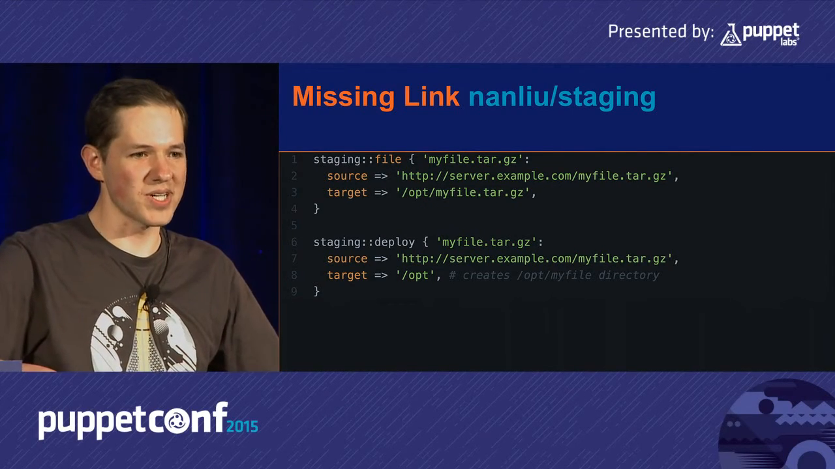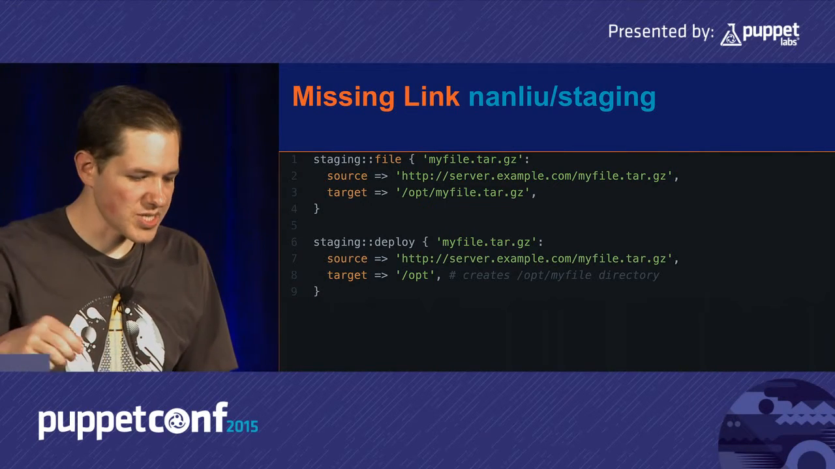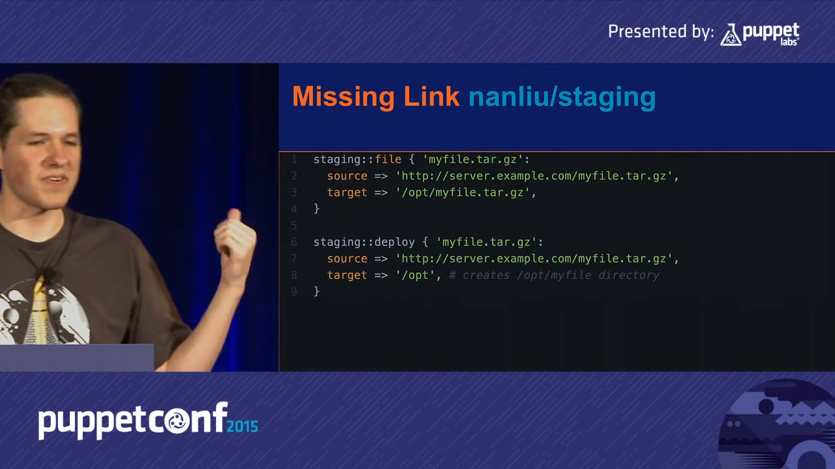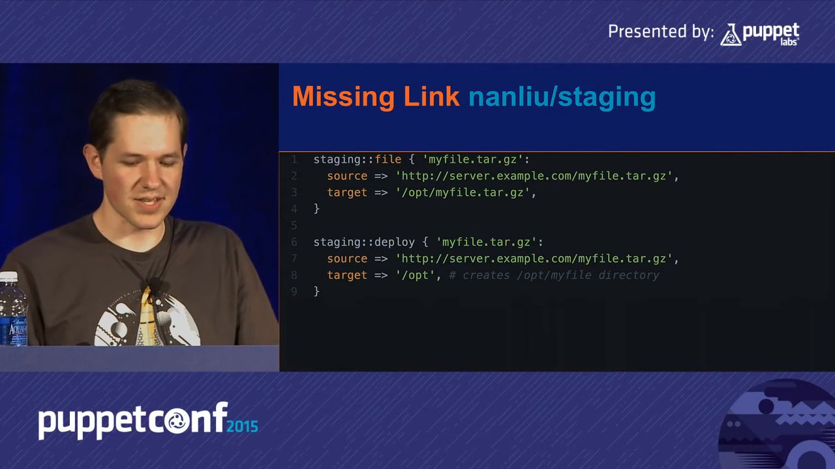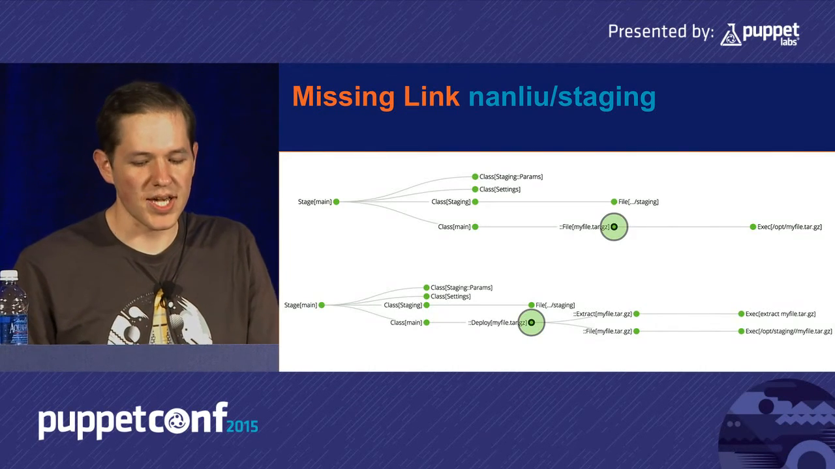And that's what staging deploy is about. Staging deploy will basically do the same thing staging file does, but then also extract the file. And in this case, you don't have to tell it where to stage the thing in the interim. This is what it looks like on the graph.